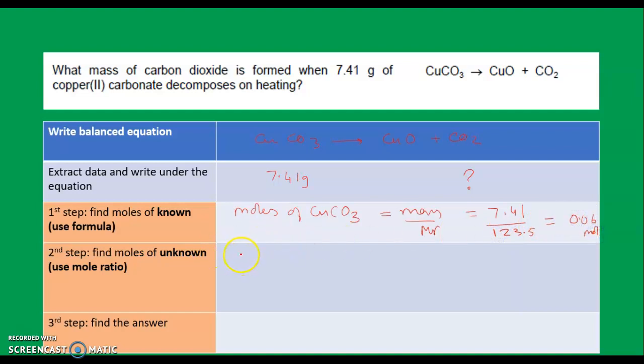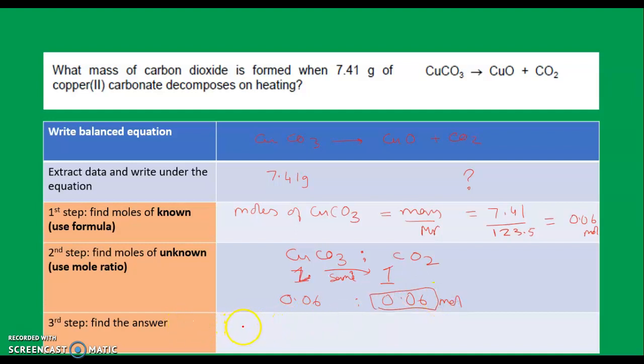Then you need to find the mole ratio. So you need to use the mole ratio of copper carbonate, the known, and the unknown. The unknown here is carbon dioxide. So copper carbonate, you've been given, look at the number. So the number is 1. So mole ratio is 1:1. So copper carbonate, you've just found 0.06. Because it's the same moles are present. So carbon dioxide, you would say, is 0.06 mole.